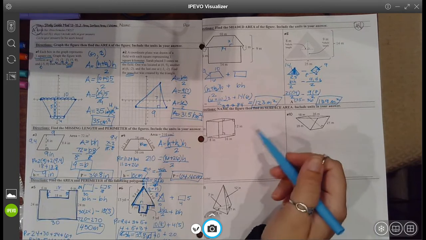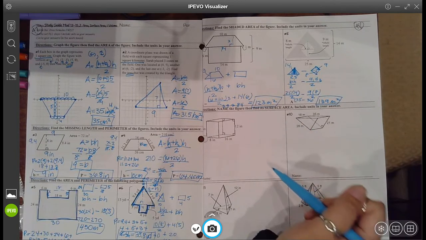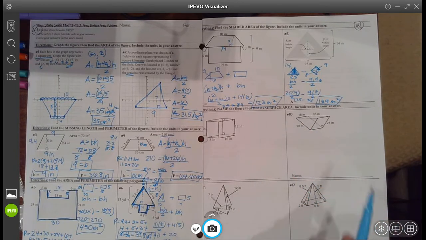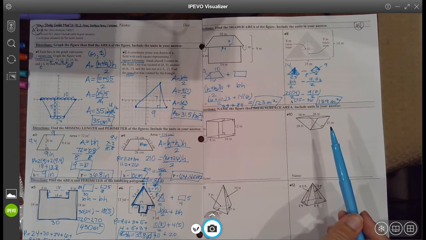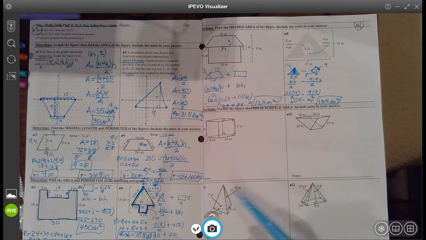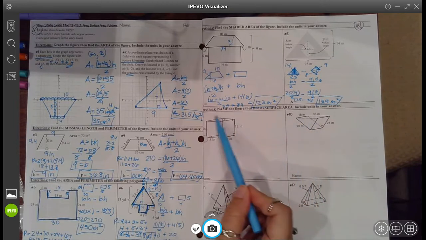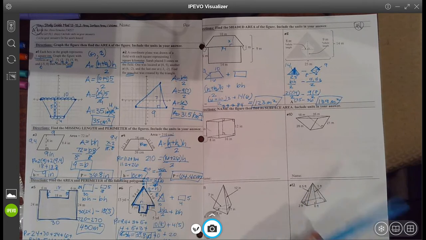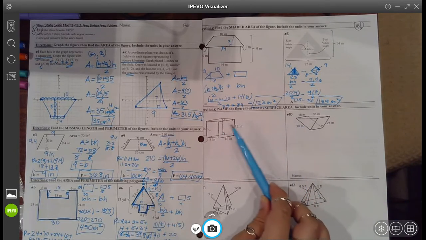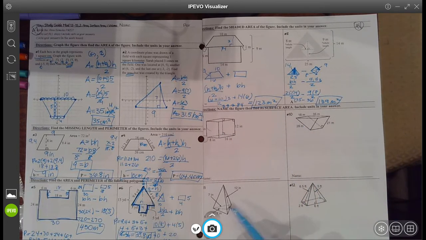Okay, now we have surface area of prisms and pyramids. A pyramid comes to a point at the top and only has one base across from that point. A prism has 2 bases. So this shape doesn't come to a point at the top, right? And this one doesn't come to a point at the top. So these are prisms, these are pyramids. So these are going to have 2 bases and rectangular sides. These are going to have 1 base and triangular sides.